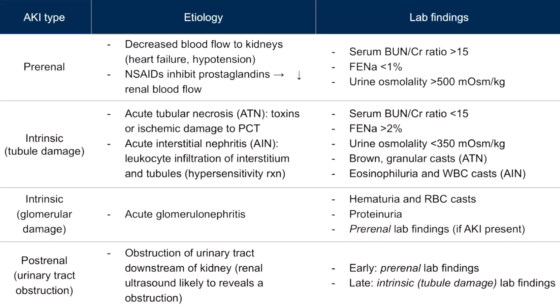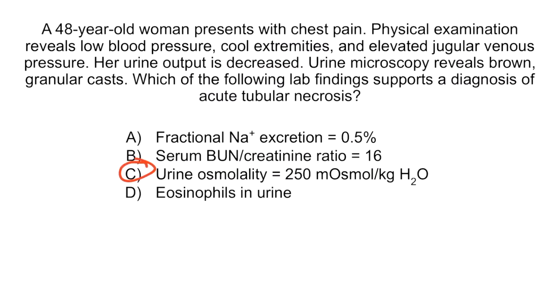We can see that intrinsic azotemia usually presents with a BUN to creatinine ratio less than 15, fractional excretion of sodium greater than 2%, and a urine osmolality less than 350, all of which indicates that the tubules aren't working. So the correct answer is C, urine osmolality of 250 milliosmoles per kilogram of water. A is incorrect because a fractional excretion of sodium of 0.5%, which is less than 1%, would be more indicative of a prerenal condition. But again, given the brown granular casts, the patient most likely has intrinsic azotemia and acute tubular necrosis.